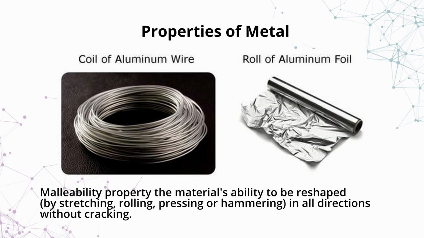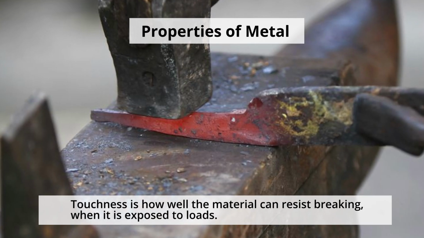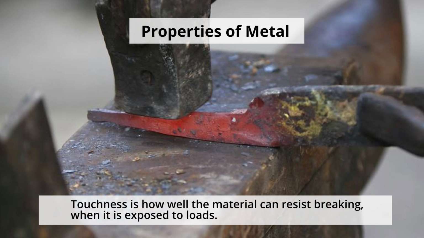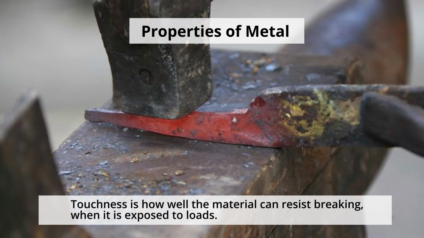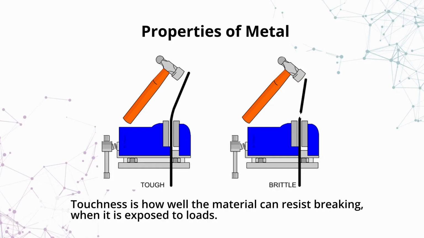Malleability property is the material's ability to be reshaped by stretching, rolling, pressing, or hammering in all directions without cracking. Let us have a look at toughness property of metal. You have also seen that some of the materials are harder than others. Toughness is how well the material can resist breaking when it is exposed to loads.